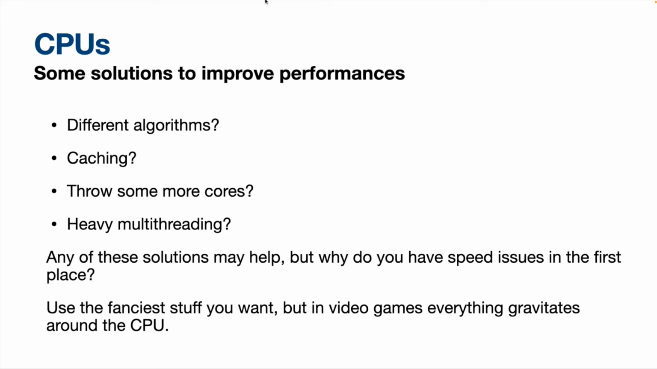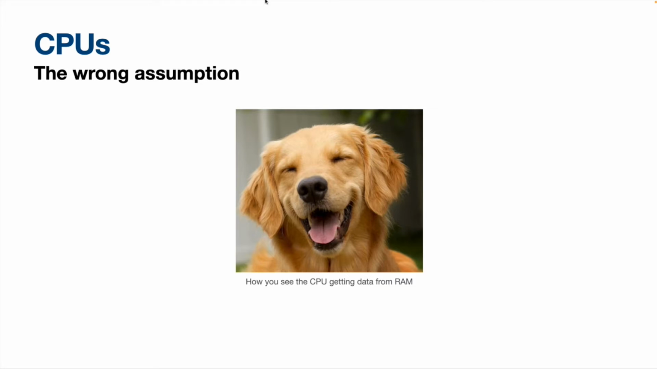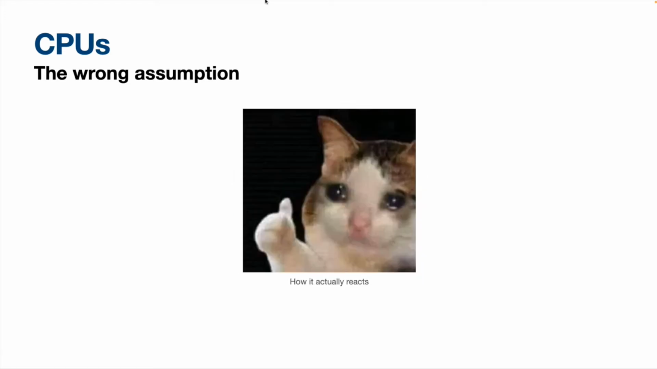But the question is exactly why do we have speed and performance issues in the first place? Well, if you look at the various solutions that you have, basically they all gravitate around, let's say, the main guilty party, that is the CPU. And there is a very wrong assumption that is regularly made by humans. And that is that the CPU, when it has to get some data from the RAM, reacts like this. That's not the case. Usually the most similar reaction is this one. Yeah, I'll do it, crying.